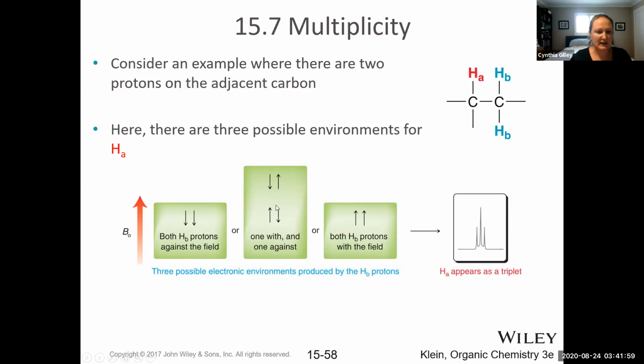The signal in the center, this one here, is actually not shifted at all. Because if you have a neighbor who's aligned with and a neighbor who's aligned against, overall that's no net effect. So it's not shifted at all. But when they're both aligned against, that would produce a signal that's shielded, so the one to the right. And when they're both aligned with, that de-shields it and produces a signal a little bit to the left. So whenever HA has two equivalent neighbors, it will look like a triplet because of its neighbors.